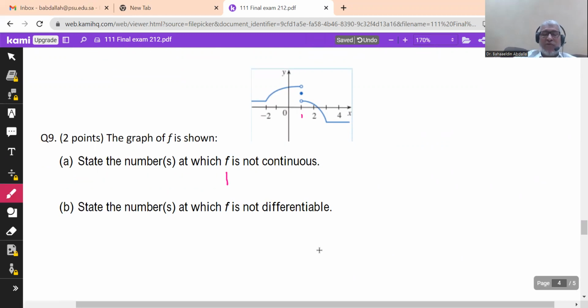State the numbers at which f is not differentiable. f is not differentiable at -2 because there is a corner, and it's not differentiable at 1 because the function is not continuous, and it's not differentiable at 3 because at 3 there is another corner.